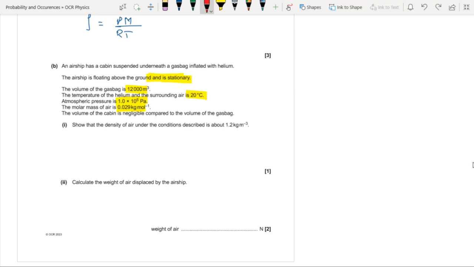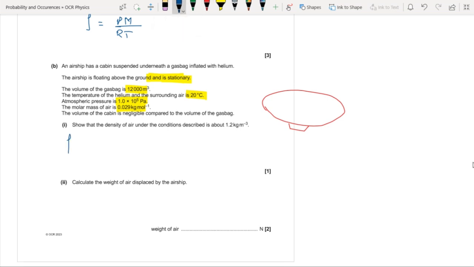The gas bag. If you try to recall the actual shape of the airbags, it's a very big gas bag compared to a very small cabin. So that's quite right that the volume of cabin is negligible compared to the volume of the gas bag. Now, first part, one more question: show that the density of air under the condition described is about this thing. We will use the formula as mentioned above.